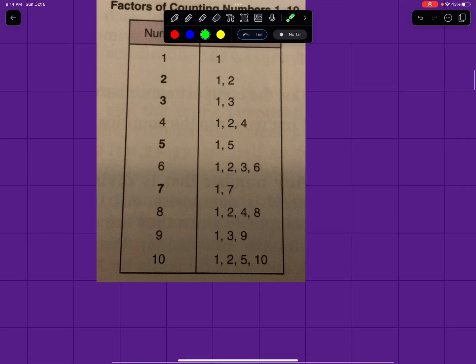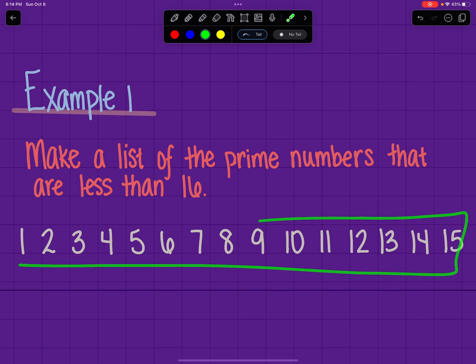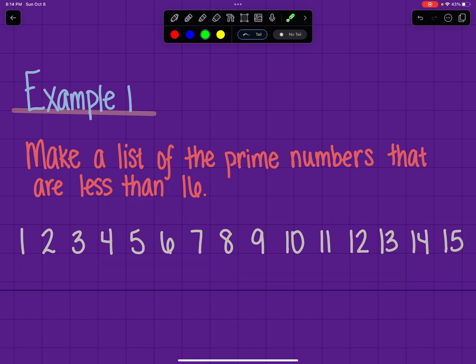All right, let's jump into example 1. We're going to make a list of the prime numbers that are less than 16. So I wrote down all the numbers. I did not include the number 16 because it says less than, but not less than or equal to. So these are the counting numbers from 1 to 15. A prime number has to be greater than 1. So I'm going to cross out the number 1 right away. So I know it can't be that.